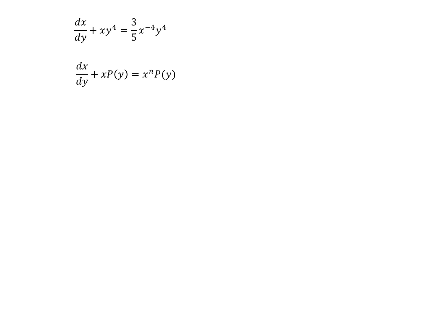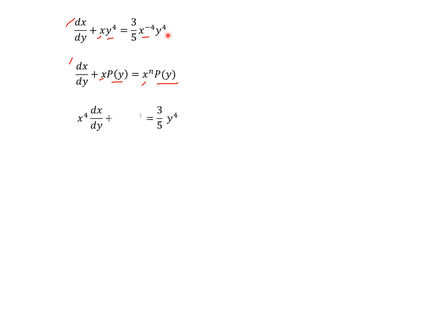Is this comparable? Do we have a dx/dy? There, we have a dx/dy. Do we have an x? Yes. Do we have a p of y? Yes, that's y to the 4th. Do we have an x to the n? Yes, that's x to the negative 4. And do we have a q of y? Yes, that's 3 over 5 times y to the 4th.